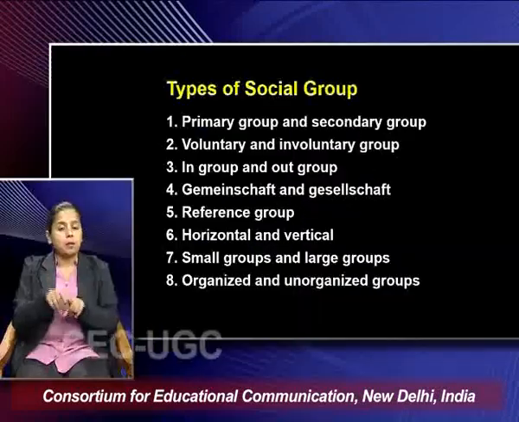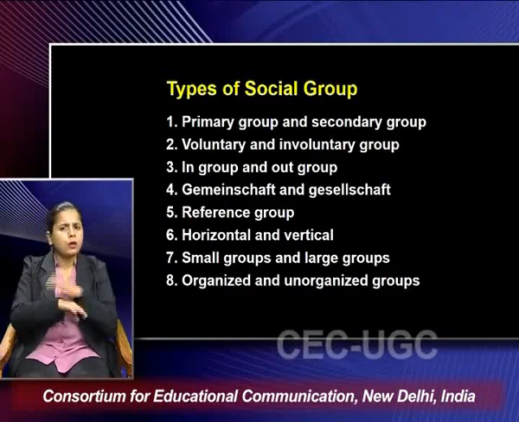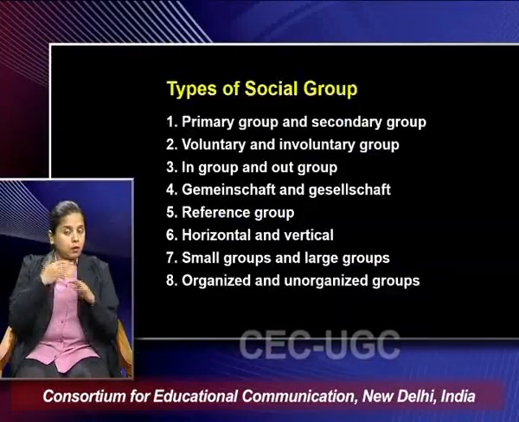Similarly, we have in-group and out-group. In-group is something similar to the primary group, the group that you belong to. Out-group is something that you were part of for a while. Then we have Gemeinschaft and Gesellschaft. Now, Gemeinschaft implies community and Gesellschaft implies association. This was used in understanding the evolution of society from a simple society to a complex society, where the argument was that as society moves towards industrialization and modernity, community life is declining and association or informal groups are increasing.